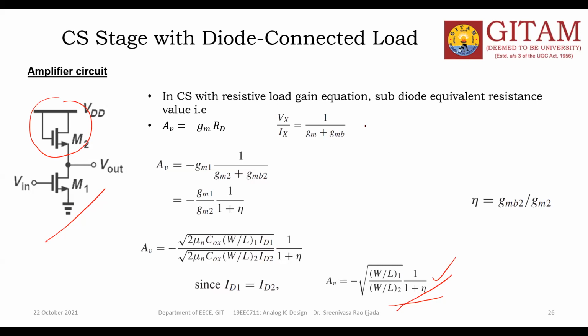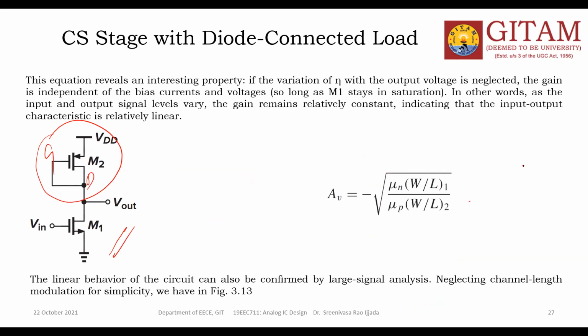Everything is the same, no change. But in place of gm2, because it is a PMOS device, you can write 2 mu p Cox W by L. Again, ID1 and ID2 are the same; the 2 gets cancelled, Cox will cancel, ID cancels. Then what remains? Mu n by mu p remains. So this is the equation now.